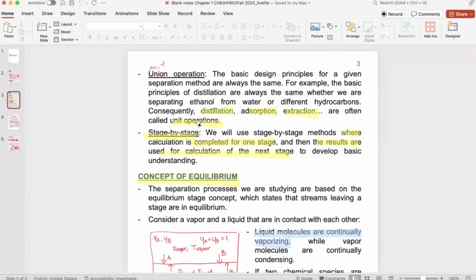Another important definition we need to go through, that is part of chapter 1, is unit operation. These are the basic design principles for a given separation method that are always the same. For example, the basic principles of distillation are always the same whether we are separating ethanol from water or different hydrocarbons. Consequently, distillation, absorption, and extraction are often called unit operations. We will use these methods stage by stage, where the calculation is completed for one stage, and then the results are used for the calculation of the next stage to develop basic understanding.